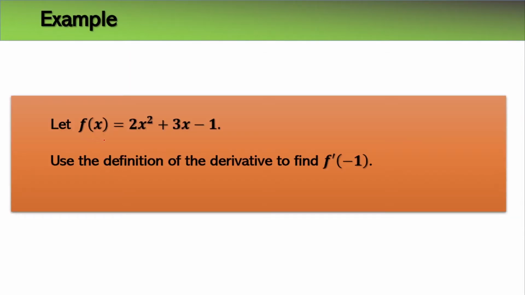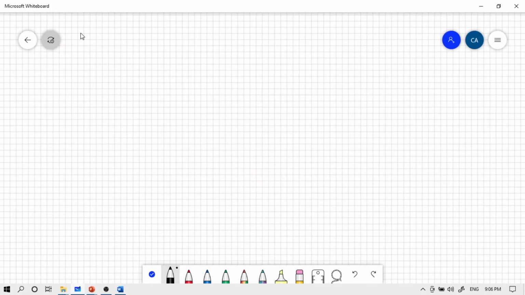We let f of x equal 2x squared plus 3x minus 1. Use the definition of derivative to find f prime of negative 1. So in this problem, we are given f of x equals 2x squared plus 3x minus 1. And we are asked to find the f prime of negative 1.